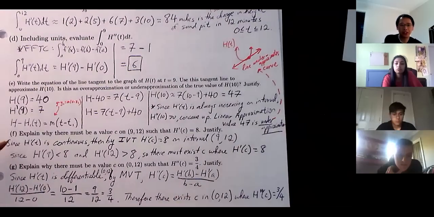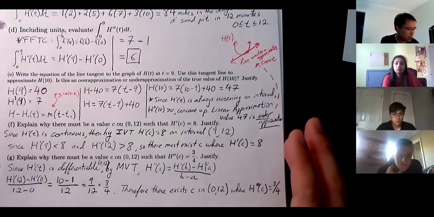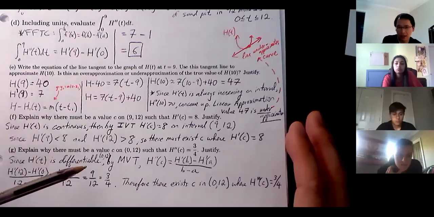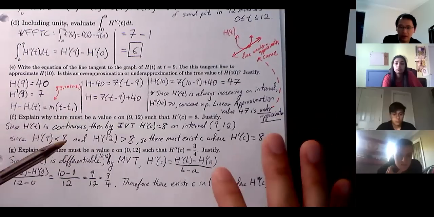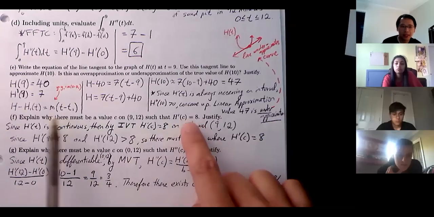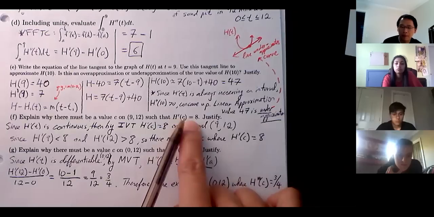All right, let's look at F and G here. The wording feels very similar, but we need to be able to convince ourselves if it's referencing a theorem that we can appropriately make that connection here. It says, explain why there must be a value C such that H prime of C is equal to 8.